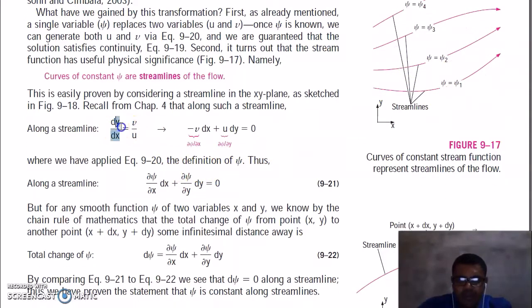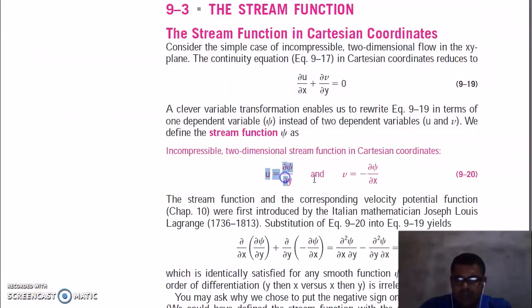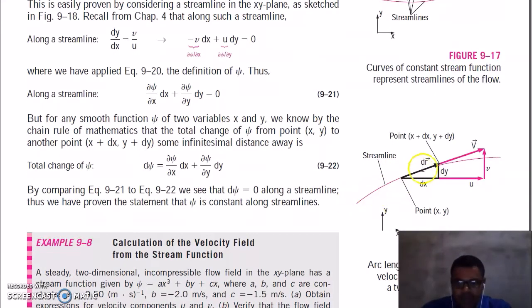Now along a streamline, this is your dy by dx is equal to v upon u. You can write it in this form. Now put the value of v and u from the definition of this function. So this is u, this is v. Along a streamline, we get this equation. Now take this streamline. Now this point is say P(x, y) and this is point P(x plus delta x, y plus delta y). This is velocity, where the vertical component is v and this is u.